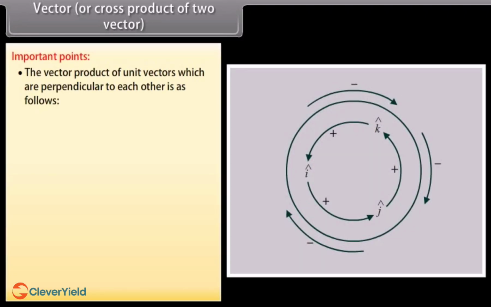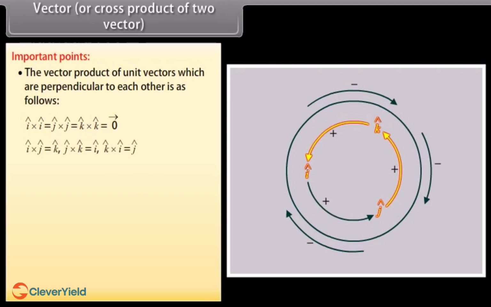Important points. The vector product of unit vectors which are perpendicular to each other is as follows. Cap I cross cap I equals cap j cross cap j equals cap k cross cap k equals vector 0. Cap I cross cap j equals cap k, cap j cross cap k equals cap I, cap k cross cap I equals cap j. Cap j cross cap I equals minus cap k, cap k cross cap j equals minus cap I, cap I cross cap k equals minus cap j.